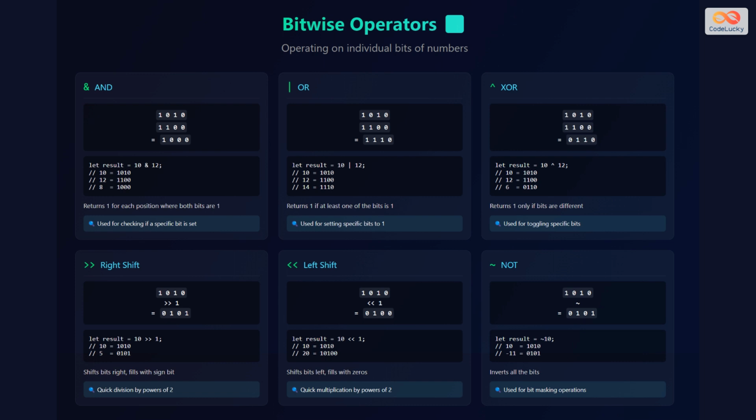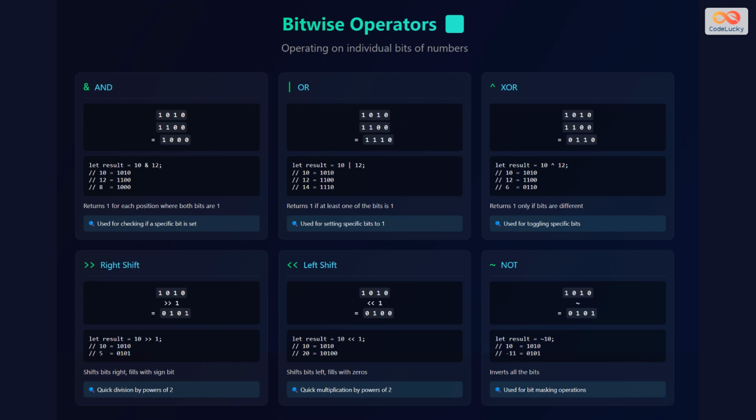The OR operator returns 1 if at least one of the bits is 1. For example, 10 OR 12 is 14. 10 is 1010 in binary, and 12 is 1100 in binary. The OR operation gives 1110, which is 14 in decimal. This is used for setting specific bits to 1.